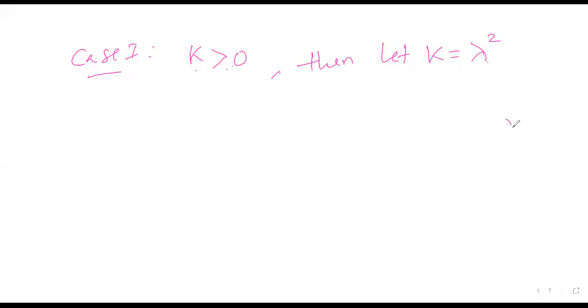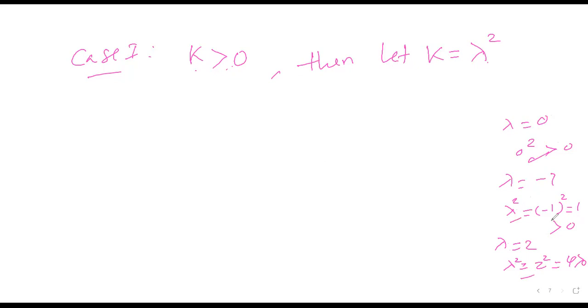For example, let's say lambda is equal to 0. 0 squared is not less than 0. Let's say lambda is equal to minus 1. What is lambda squared? Minus 1 squared is equal to 1, which is also greater than 0. What if it is 2? Then lambda squared is equal to 2 squared, which is 4, also greater than 0. Whatever you take, its square will give us a value greater than 0. So for the k which is greater than 0, I can choose one of the squared terms.